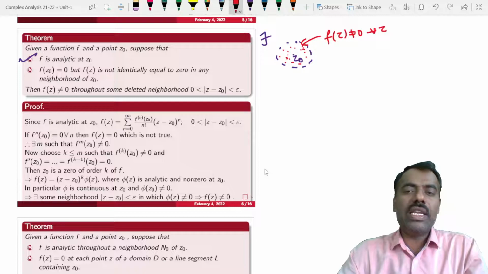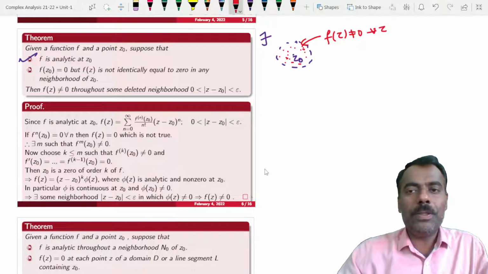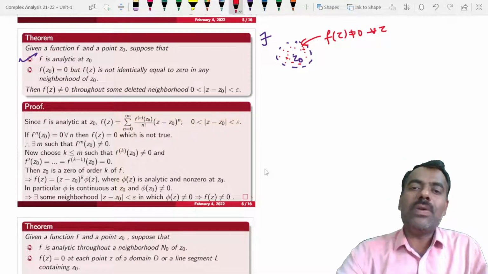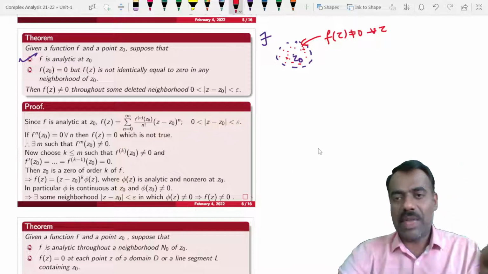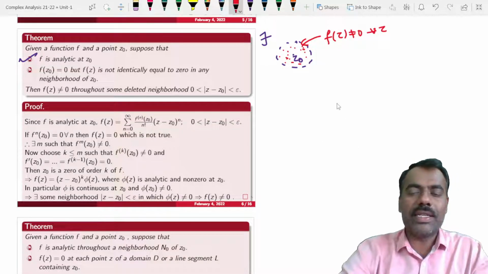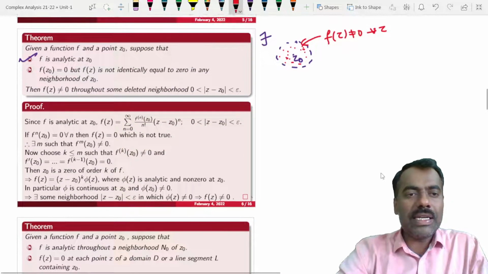It only requires that f is analytic at z naught and f of z naught is 0, such that f of z is not identically equal to 0 in any neighborhood, because if it is equal to 0 in some neighborhood, then we cannot separate it. Fine. The proof is, again, not a difficult one.